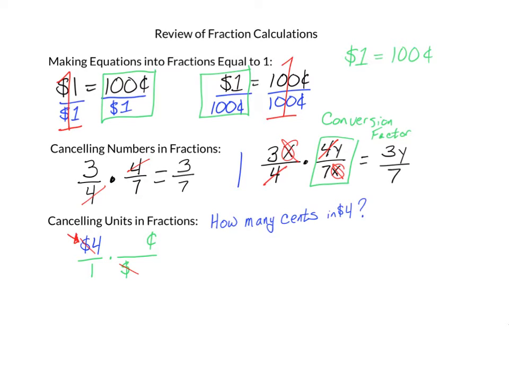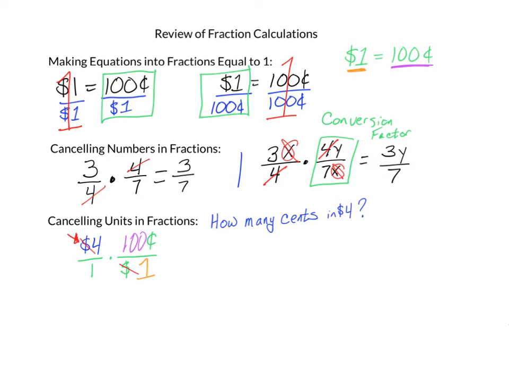Now we need to decide, where do I put the 1, where do I put the 100, what do I do with those? Well, we know that $1 is equal to 100 cents. That tells us that those two parts stick together. The 1 is always going to stay with the dollar, the 100 goes with the cents, because that's the equality.